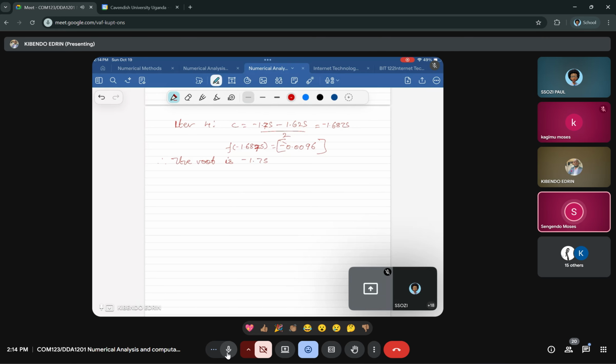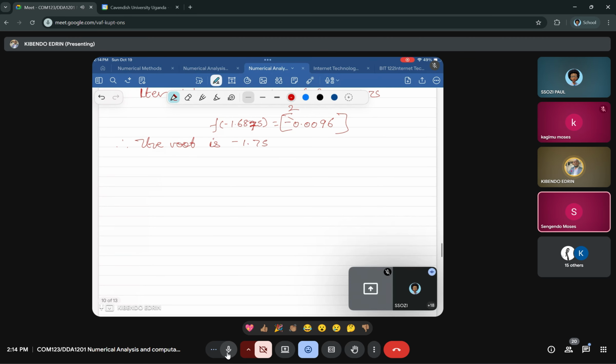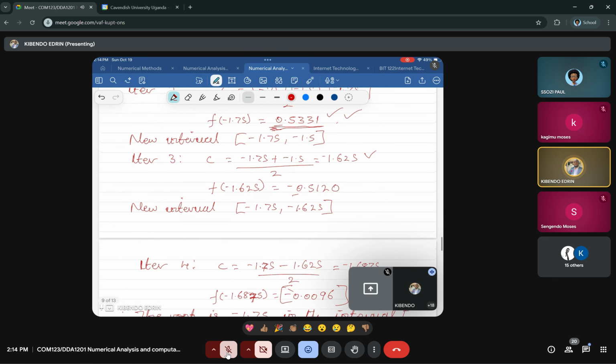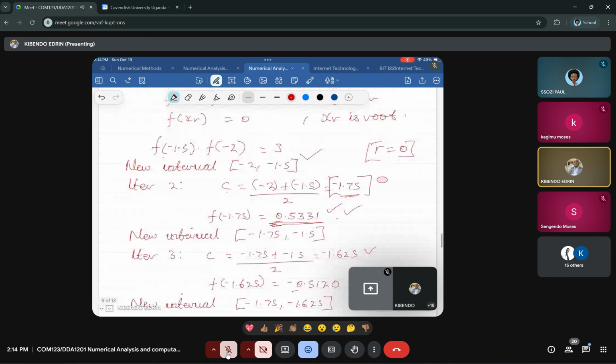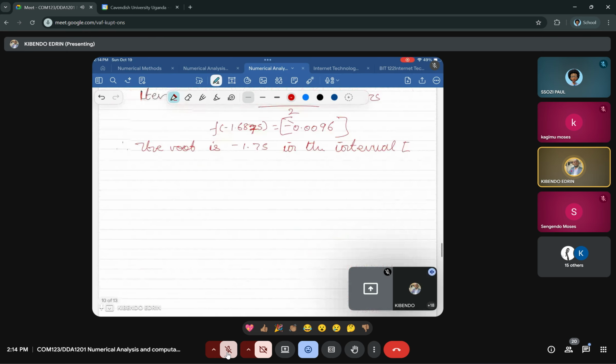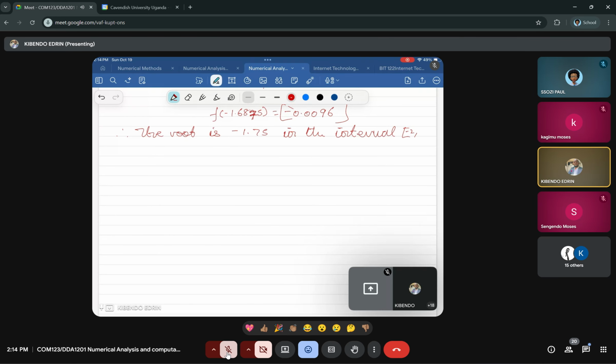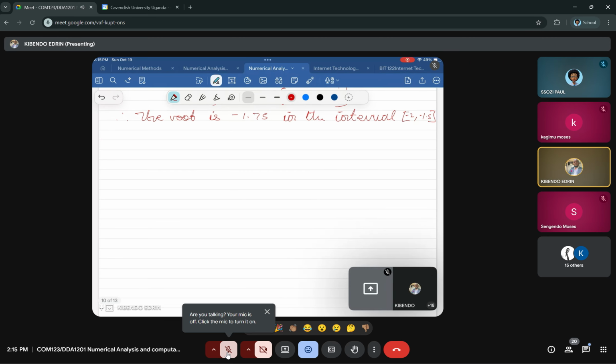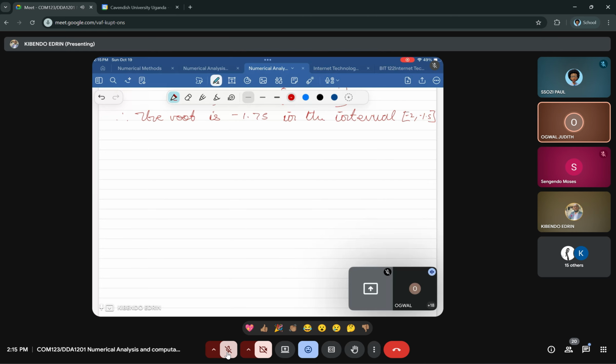We normally give the root and the interval. The root is that one, and then the interval. What was the interval? -2 and -1.5. Okay. Using Maclaurin series, find the... I didn't write interval. You know, I told you things that you understand.